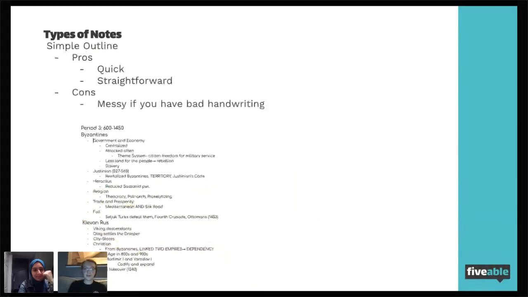And then you have the simple outline, and I'm pretty sure we've all seen this one before. You have a big idea, and then an idea that's related to that, and then one that's related to that, and so on and so forth. These were actually notes that I took last year on the Byzantines. That's no longer part of the curriculum, though, I don't think.